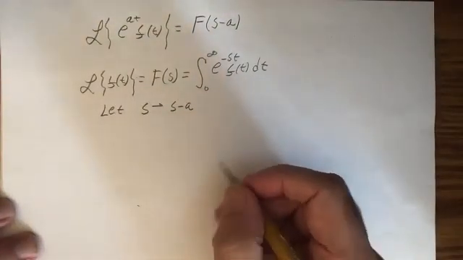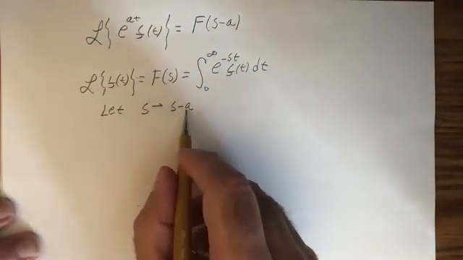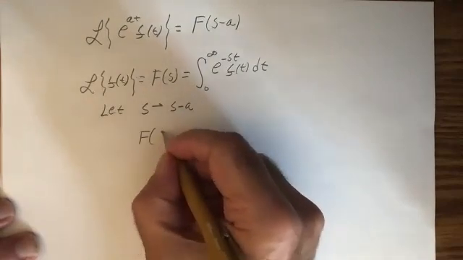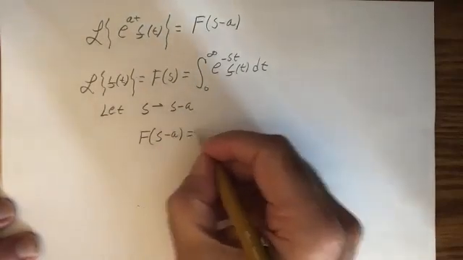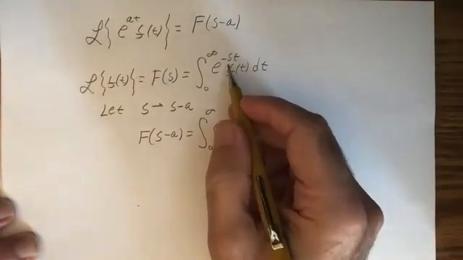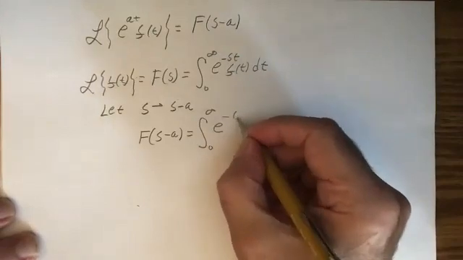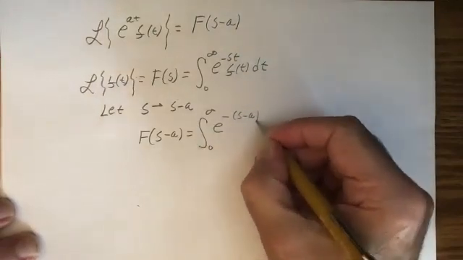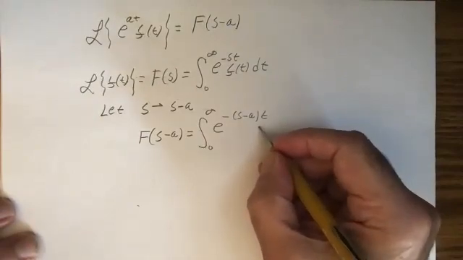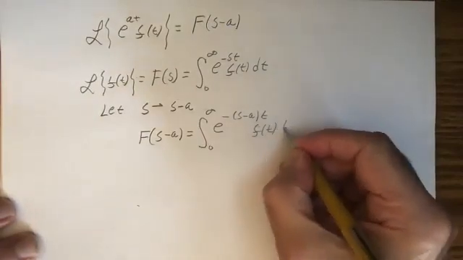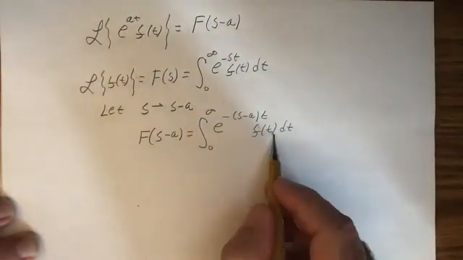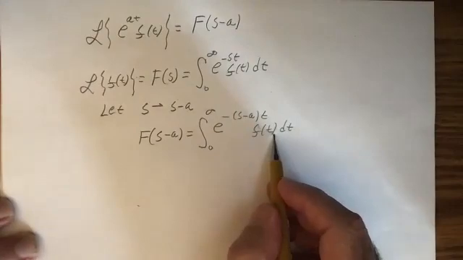then what's going to happen here? That's all I'm doing, letting s become s minus a. Then this becomes F of s minus a, the integral. I don't think your book has this derivation. And then this is e once again, so now this has become e to the minus (s minus a) t, f of t dt. All I did is I said, let s go to s minus a. So I get this now. But what is this?